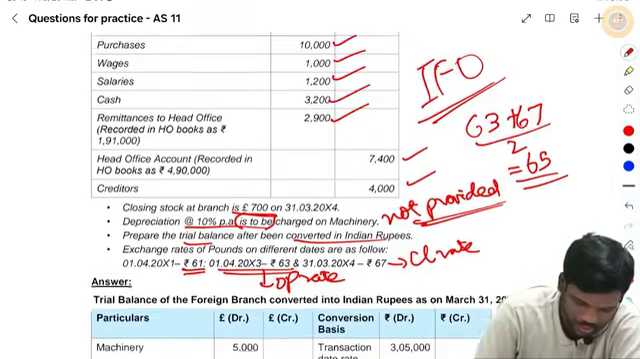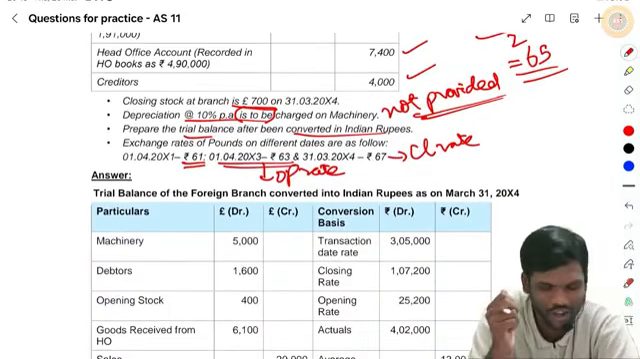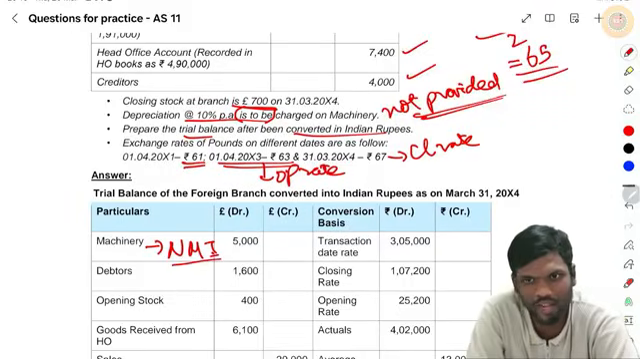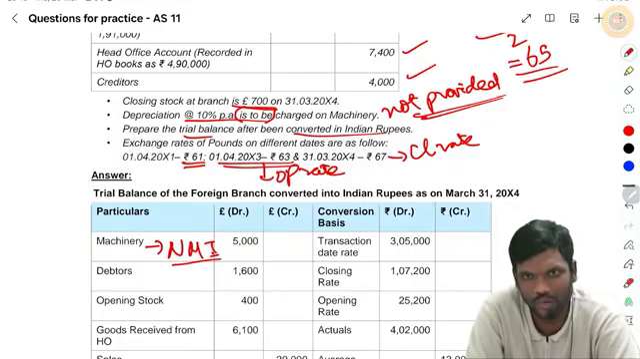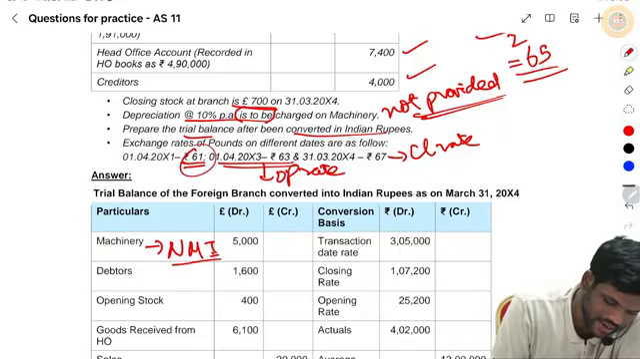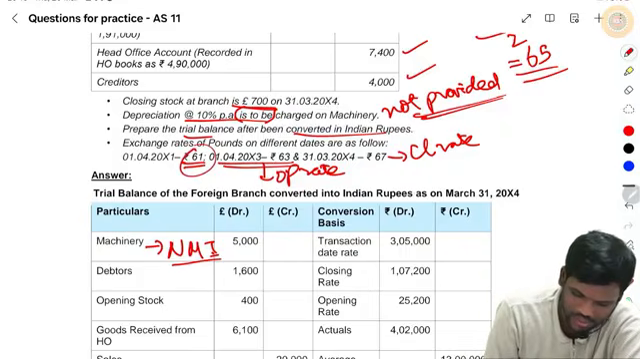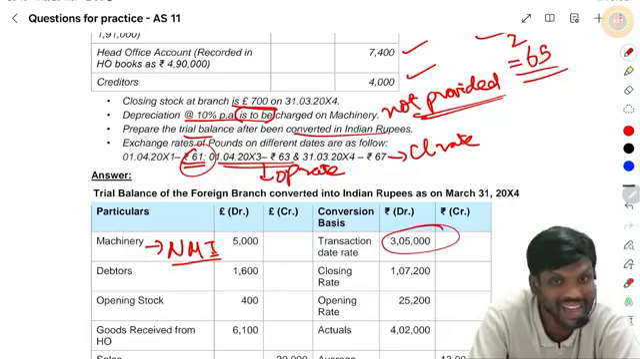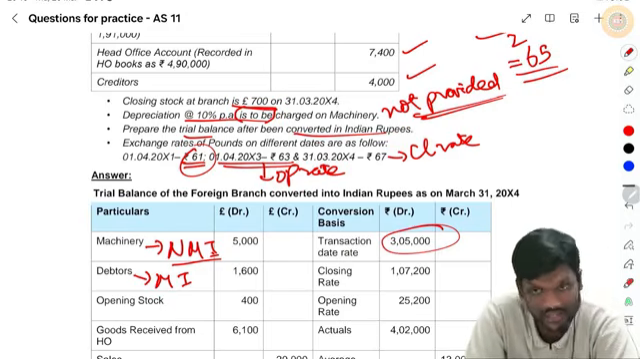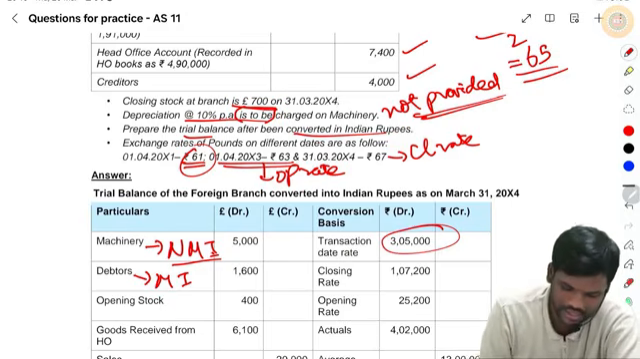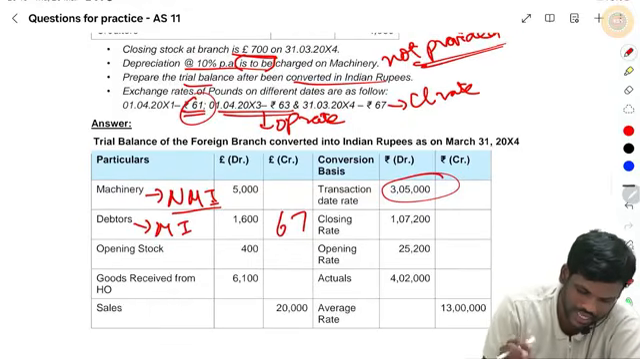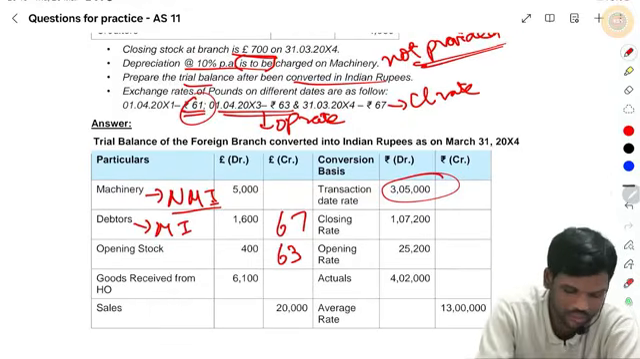So let us get into the answer. Let us see how to convert each one. First one, machinery. We all know machinery, PPE, is a non-monetary item. So this will be converted using the exchange rate on the date of purchase of this asset. This asset was purchased on 1st April 20X1. On that date, exchange rate is 61, so 5,000 into 61 will become INR 3,05,000. Debtors, it is a monetary asset. For monetary assets, we have to use closing rate. So 1,600 into 67. Opening stock, we already discussed, it is opening rate, which is 63.